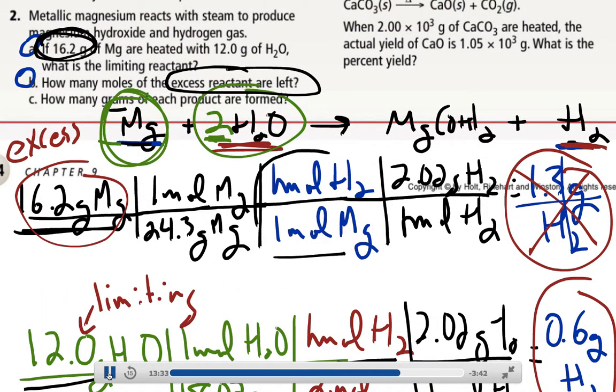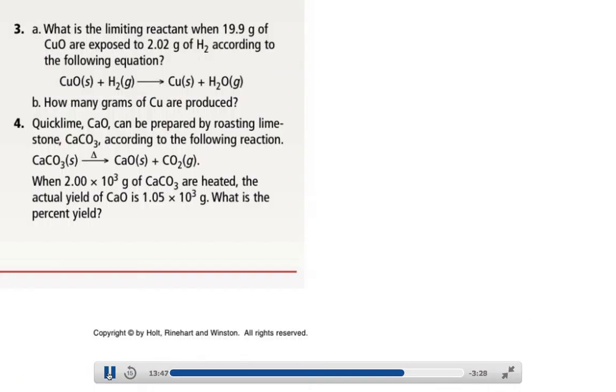That says how many grams of each product are formed. Well, I already solved the hydrogen. You could do the same thing using the water amount and solve for my other product, my magnesium hydroxide as well. So these can kind of be fun, hey? Maybe not. I like them, though. They feel like we're doing some real chemistry.